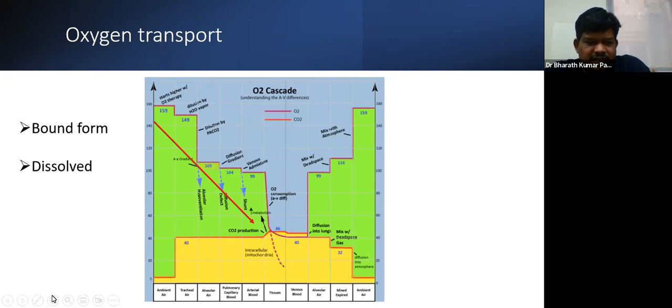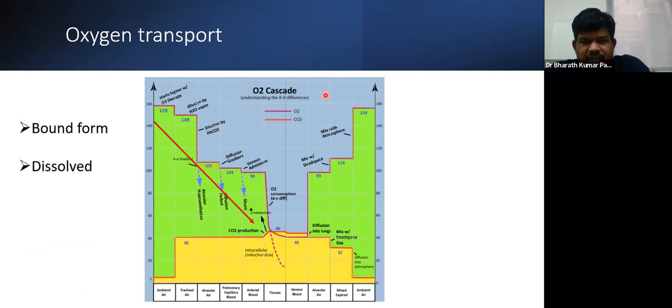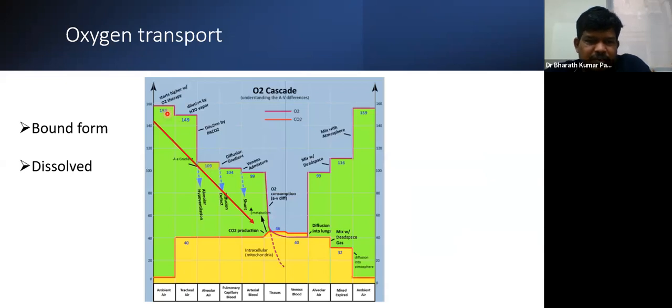It is called the oxygen cascade, which is also known as the Nunn cascade, named after the physiologist who designed it. If you follow the arrow from top to bottom, this is the partial pressure of oxygen on the y-axis, and it keeps on falling when we move from the atmosphere, at the most left point. The atmospheric partial pressure of oxygen is 159, which drops slowly to about 99 by the time it reaches the systemic circulation.